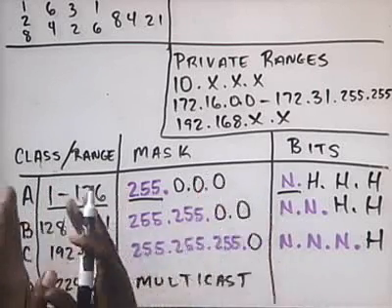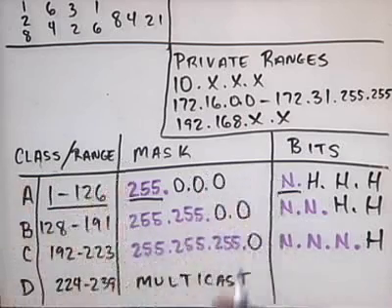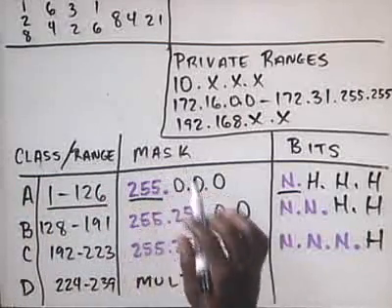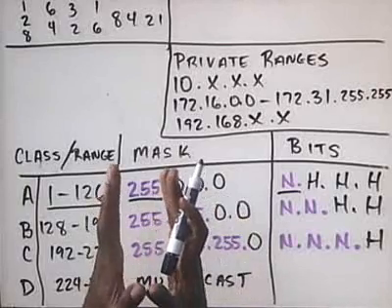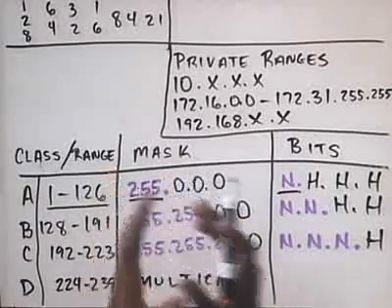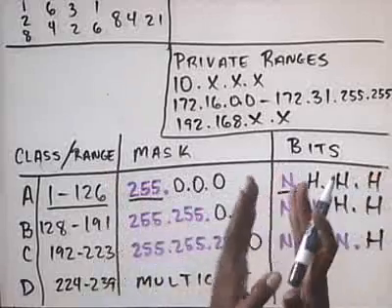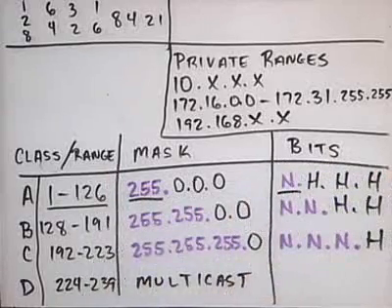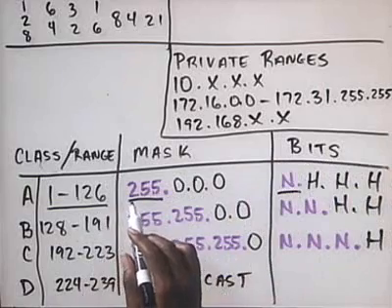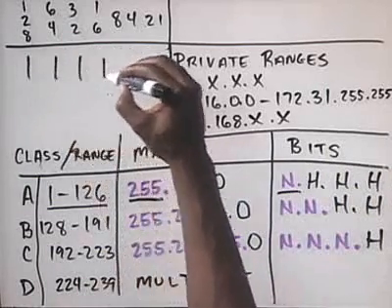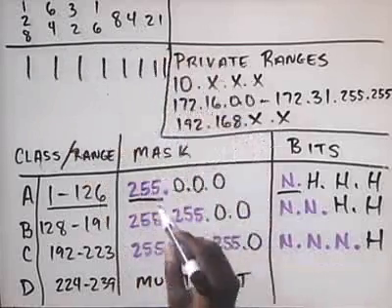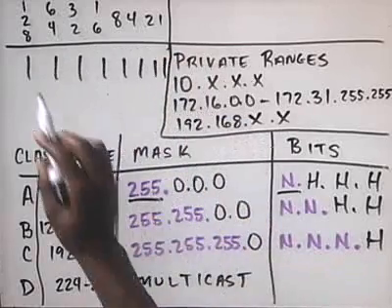With each one of these ranges of addresses, there is a corresponding mask or default mask. The purpose of the mask is to differentiate between which bits are network and which bits are host, as we see here. The 255 here indicates that all of the bits are on in that portion of the mask.